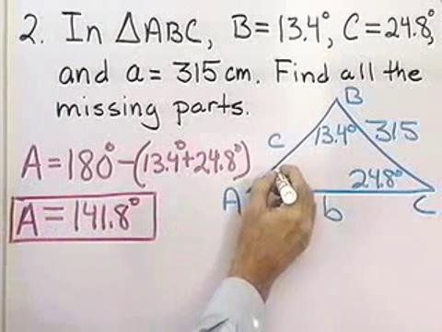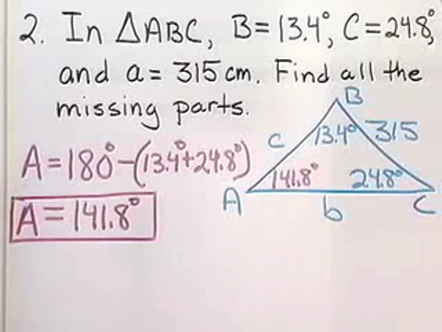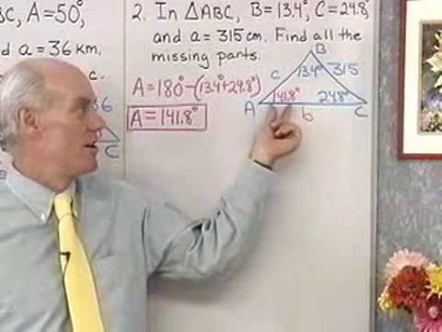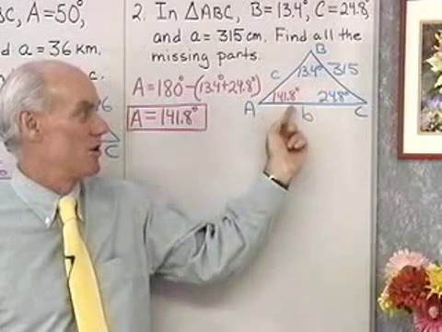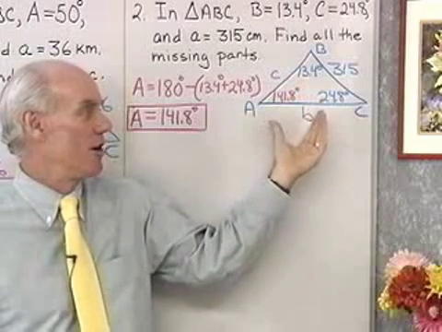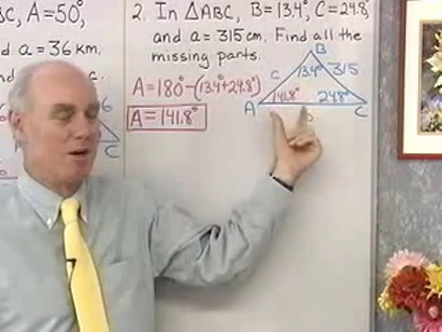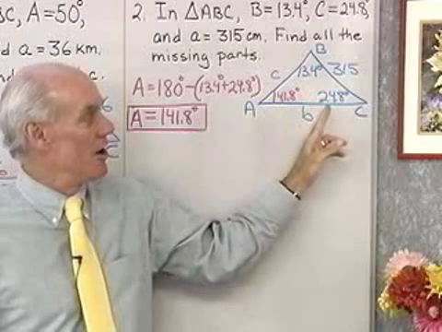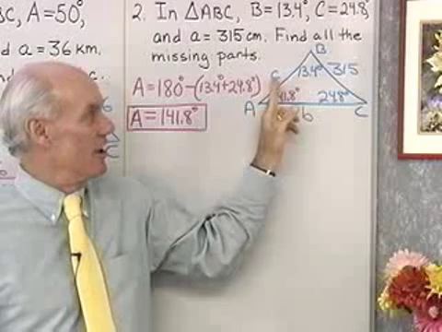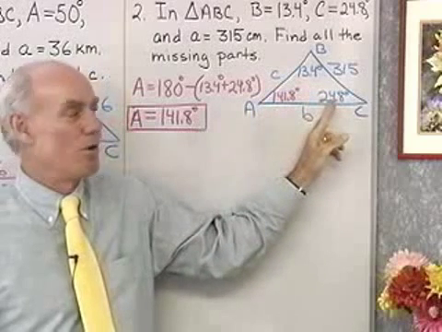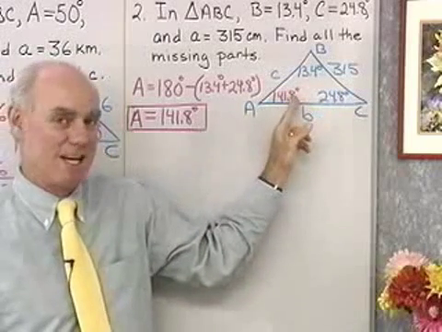I'll fill in my triangle right here with 141.8 degrees. You can see right away that I haven't drawn a very accurate triangle because this is an obtuse angle of 141.8 degrees, and the triangle certainly doesn't look like that. But that's okay. For our purposes, we're using this triangle just so we can take a look at what's given to us and what we're asked to find. Now, I'm going to use the law of sines next to find the measure of side c. The length of side c is to the sine of 24.8 as 315 is to the sine of 141.8. That's the law of sines.